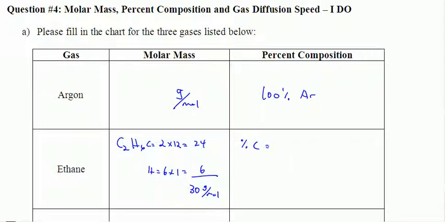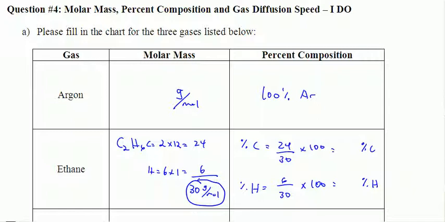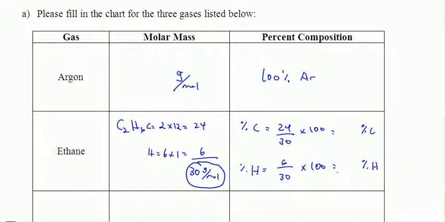The percent carbon is going to be equal to 24 divided by 30 times 100. And the percent hydrogen is going to be equal to 6 divided by 30 times 100. This will be percent carbon, and this will be percent hydrogen. This is 30 grams per mole. Remember, these all should add up to around 100%.